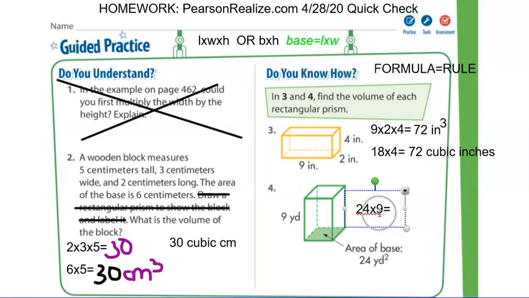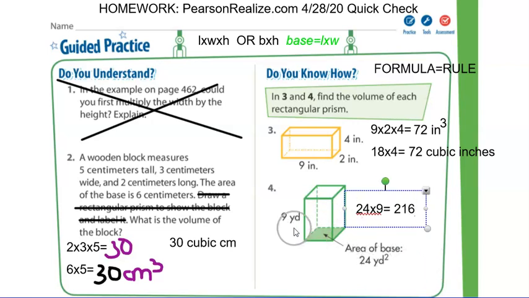So when we take 24 times 9, I'm going to give you just a few seconds. Go ahead and pause the video, and I want you to solve that problem, 24 times 9, and then unpause when you're ready. All right, so 24 times 9, you should have gotten an answer of 216.